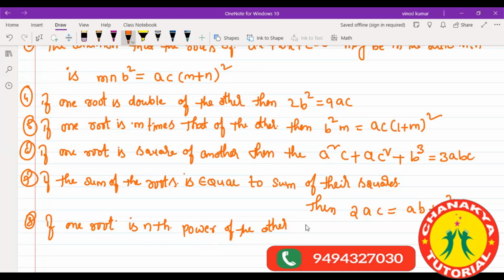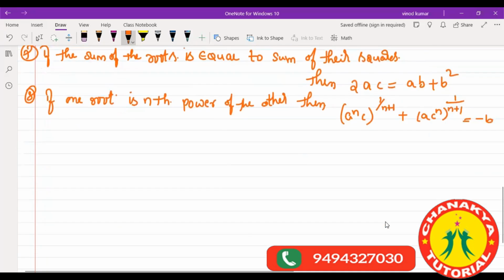If one root is nth power of the other, then that condition is nothing but a power n c whole to the power 1 by n plus 1, plus a c power n, a into c power n whole to the power of 1 by n plus 1, which is equals to minus b. If the ratio of the roots m is to n, that is over.